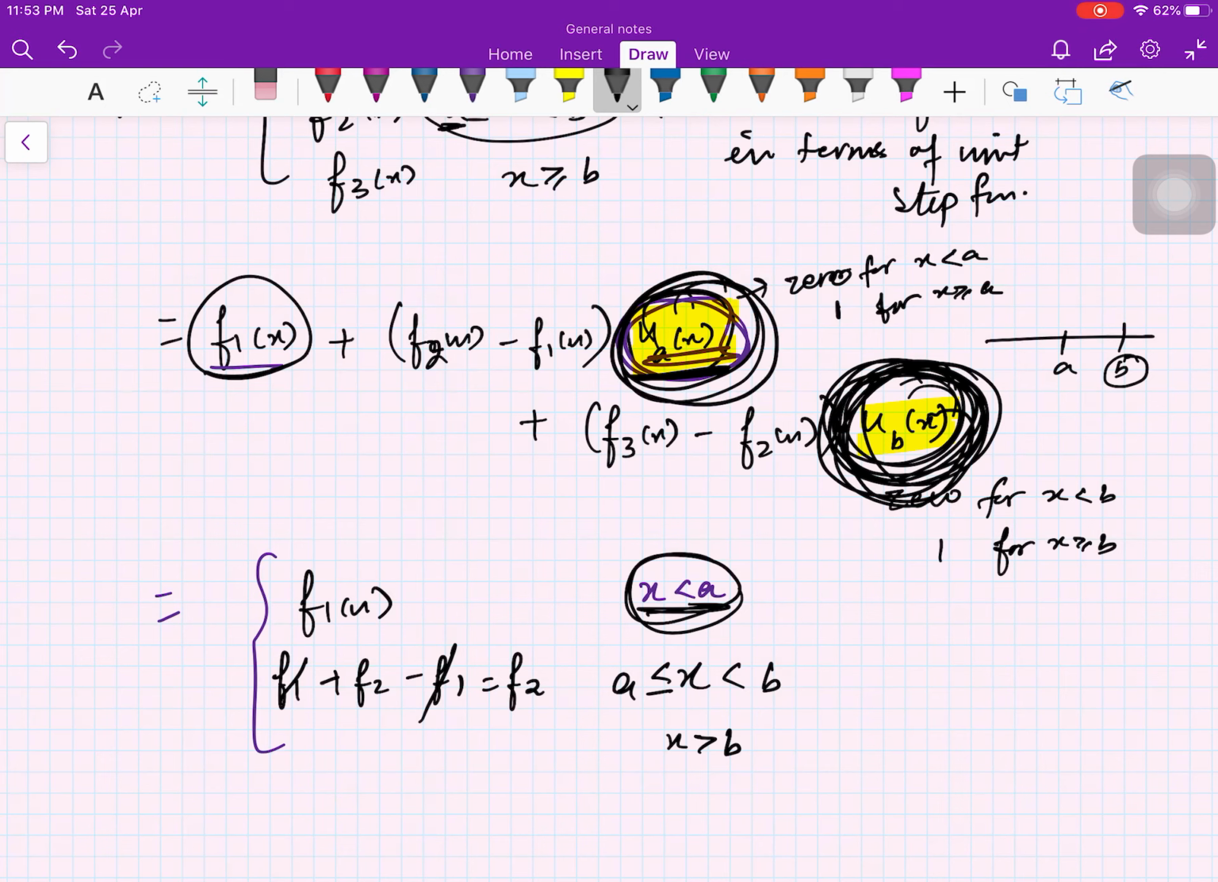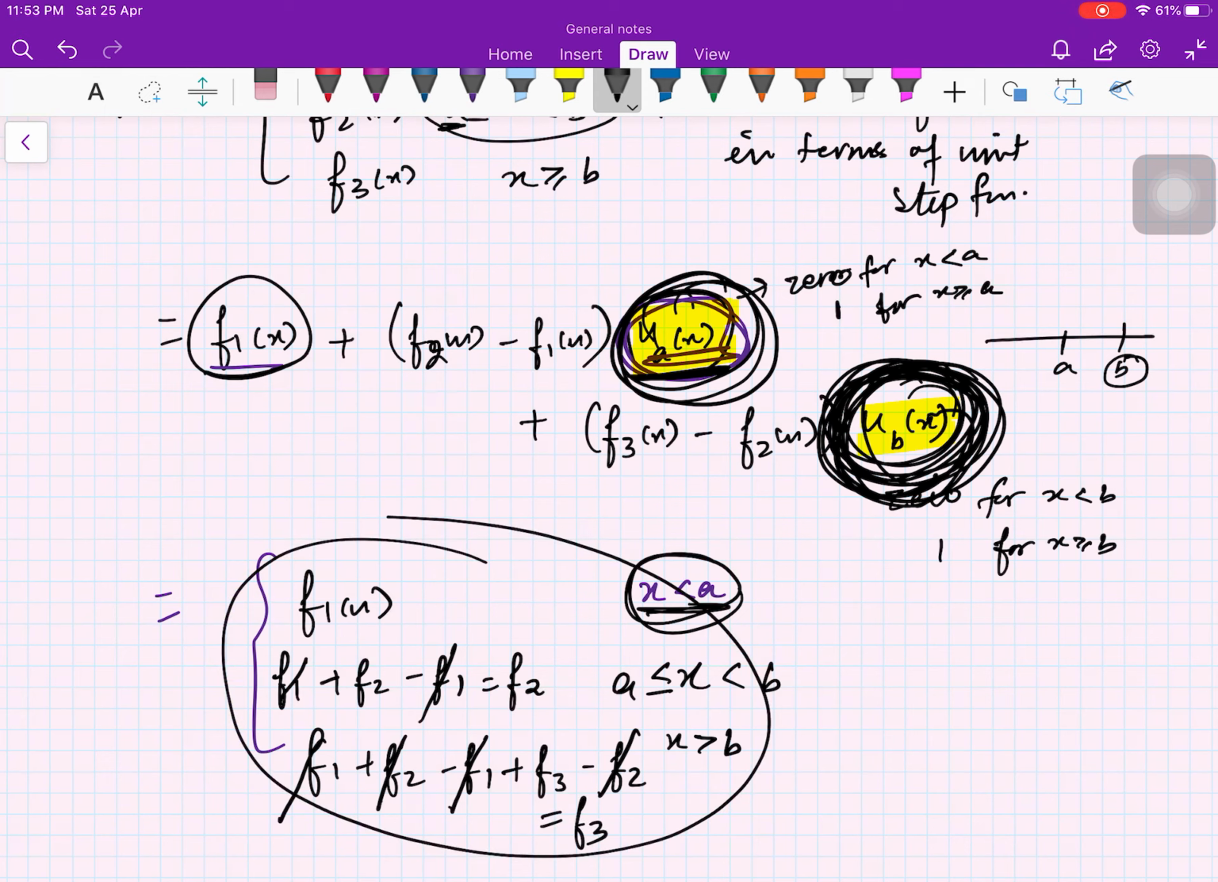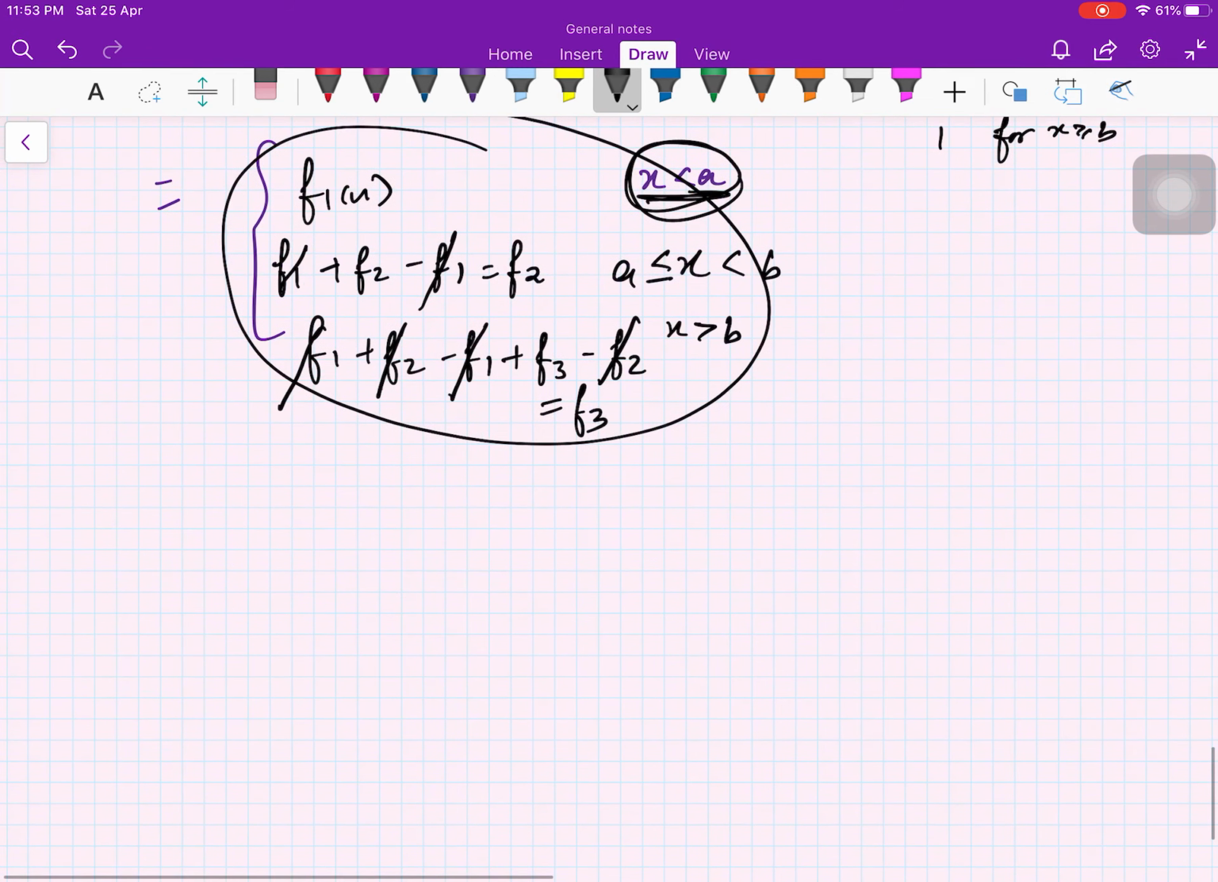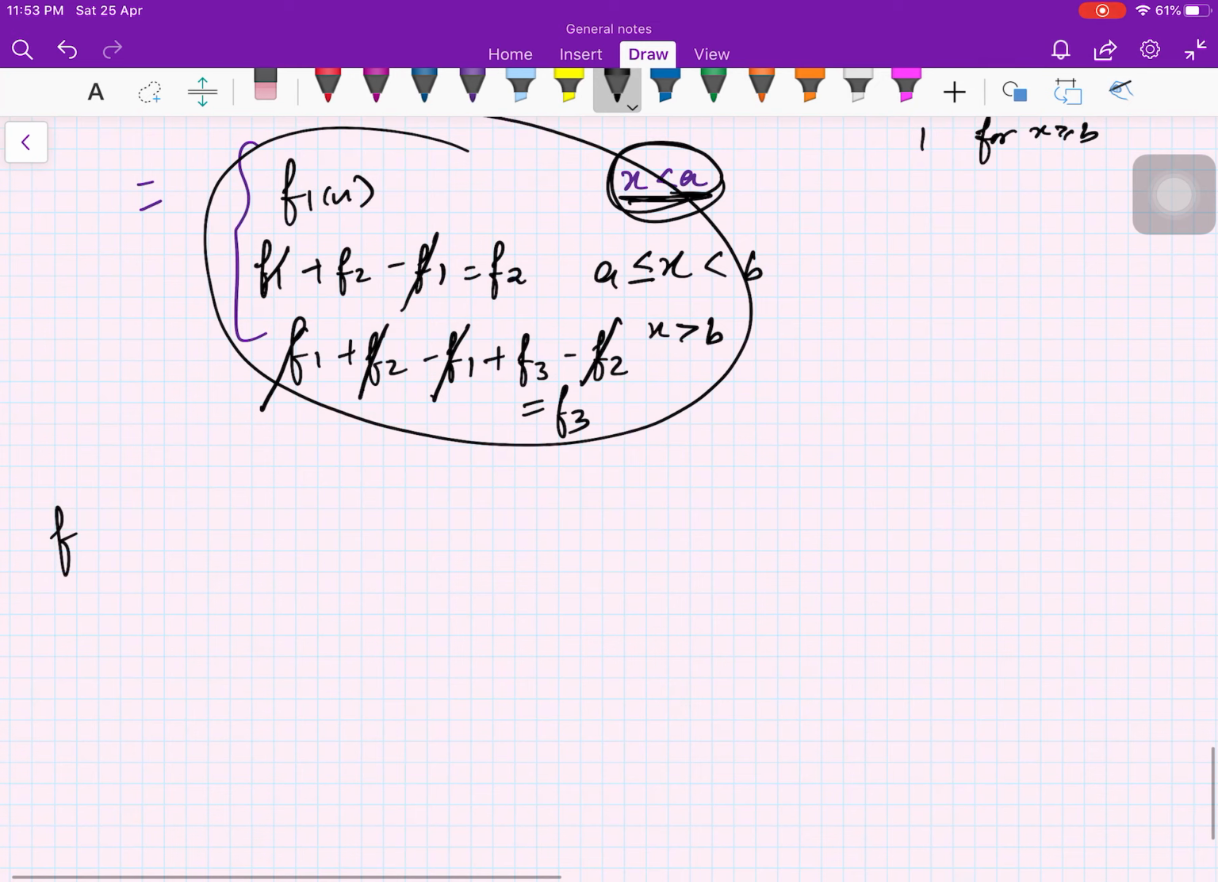And when x is greater than or equal to b, this is also 1, this is also 1, so you will get f1 plus f2 minus f1 plus f3 minus f2. This will cancel, this will cancel, so you get f3. So you see, you get your function back. This is how you can write your functions in terms of unit step function.